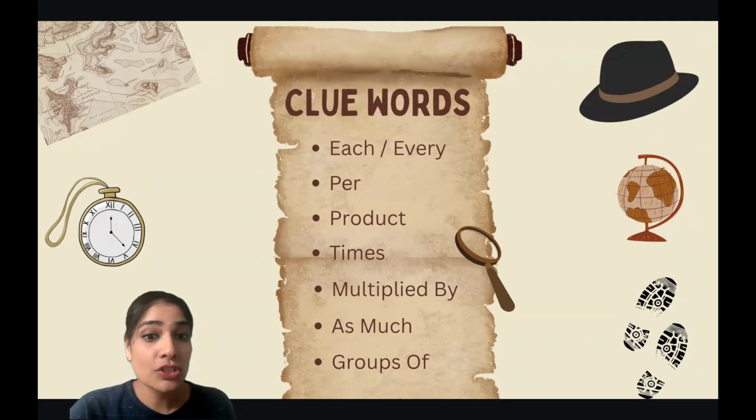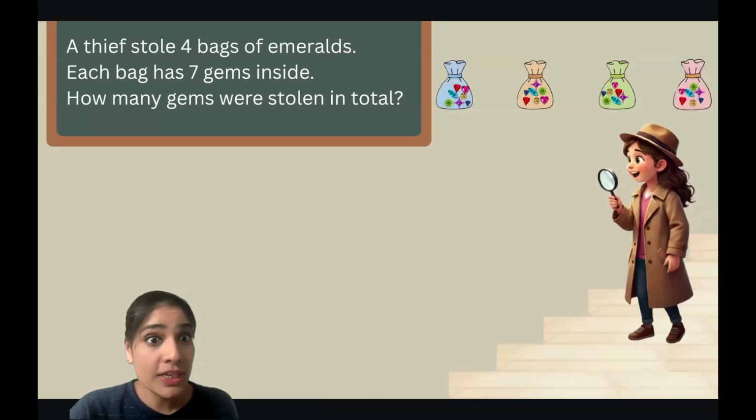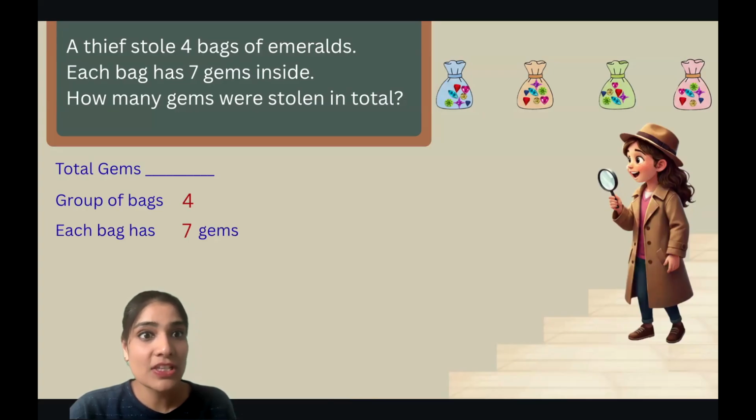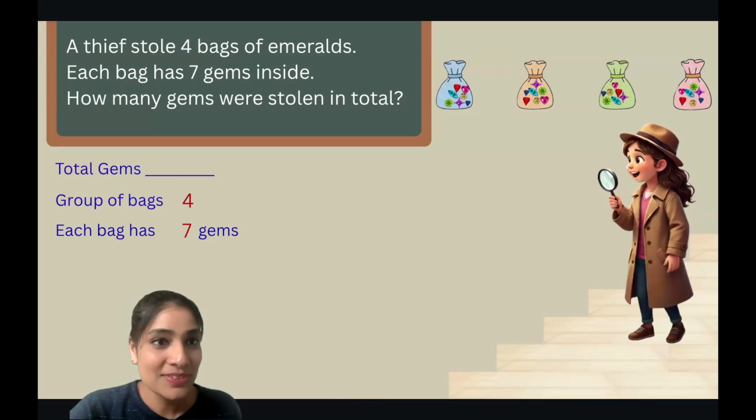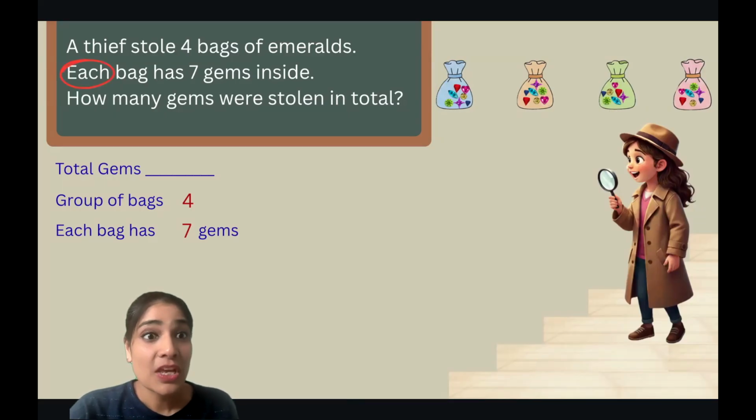Now that you have honed your skill, let's go back and solve our first case. What do we need to find? Total number of gems. And what are we given? Groups of bags are 4. Each bag has 7 gems. And do you see any clue word here? Each. Great. So it's a multiplication word problem.